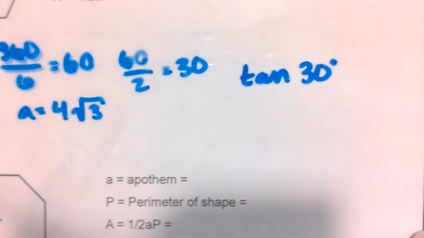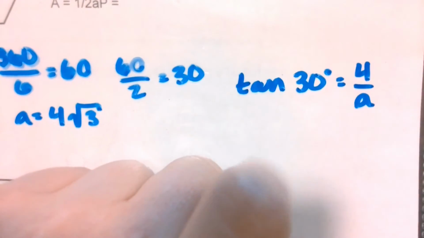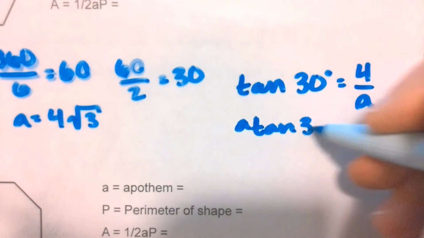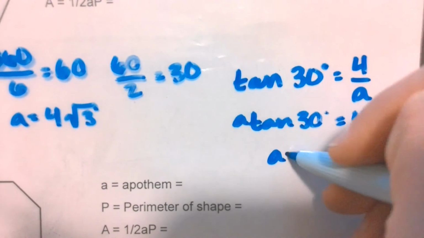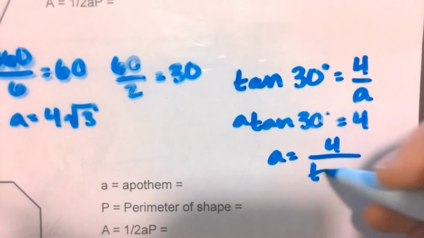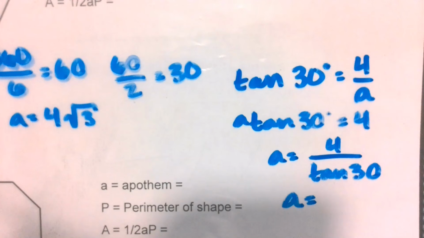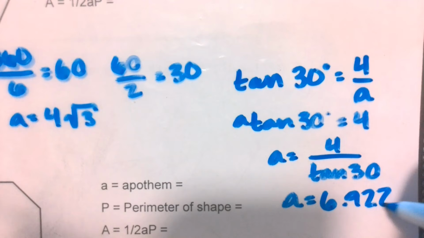I have to adjust this a little bit. So my tangent of 30 equals 4 over a, and then I'm cross multiplying and then dividing by the tangent of 30. And when you use your calculator, it's not going to come out as a radical. At least my calculator is not fancy enough to do that. You're going to get about 6.928.